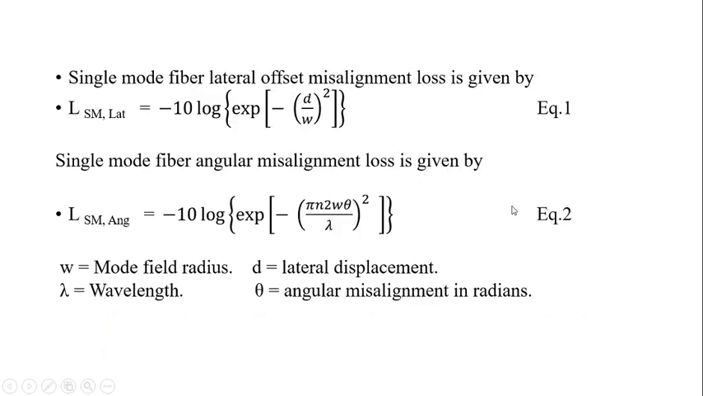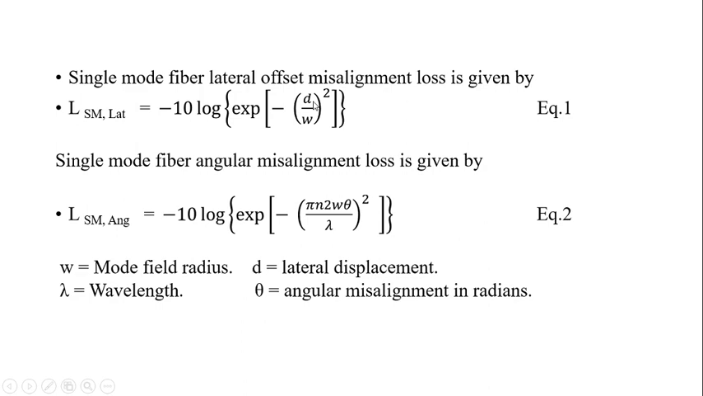Next we will discuss what losses we may have in splicing for single mode fibers. For single mode fiber, the lateral offset misalignment loss is given by the equation L single mode lateral equals minus 10 log of exponential of minus (d by w) whole squared.